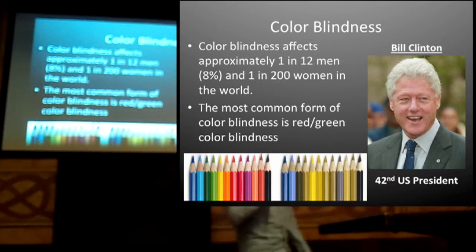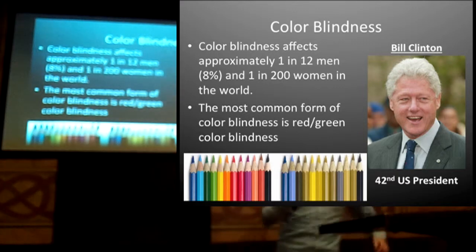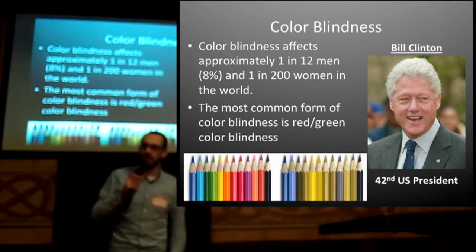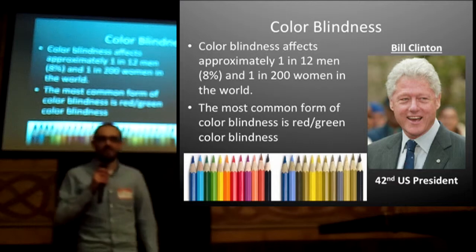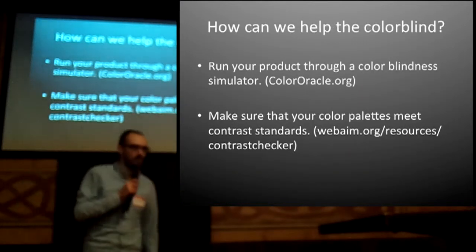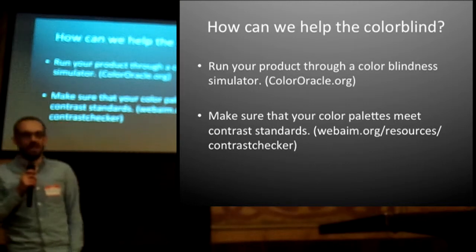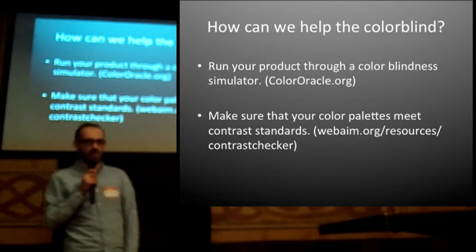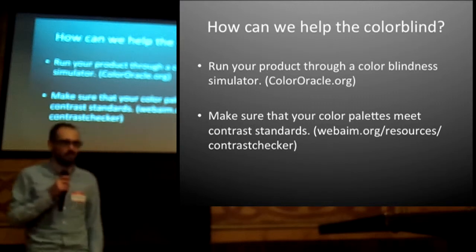So we have colorblind users, like our former president Bill Clinton. Colorblindness, mostly male, mostly red-green colorblindness, which has the side effect of making some of your beautiful designs look like brown on slightly lighter brown. How can we help the colorblind? Run our designs through colorblindness simulators before we put them out to market.